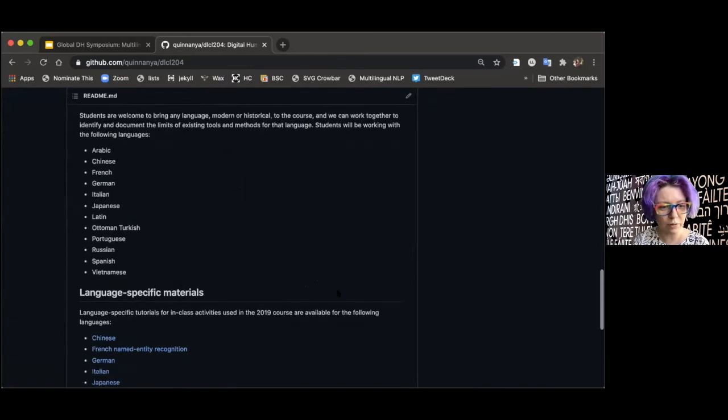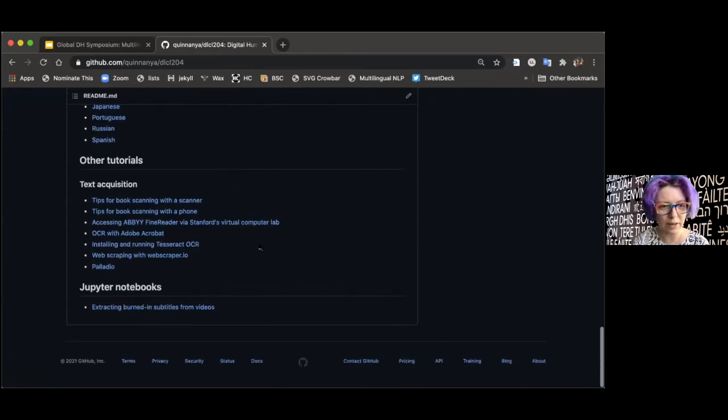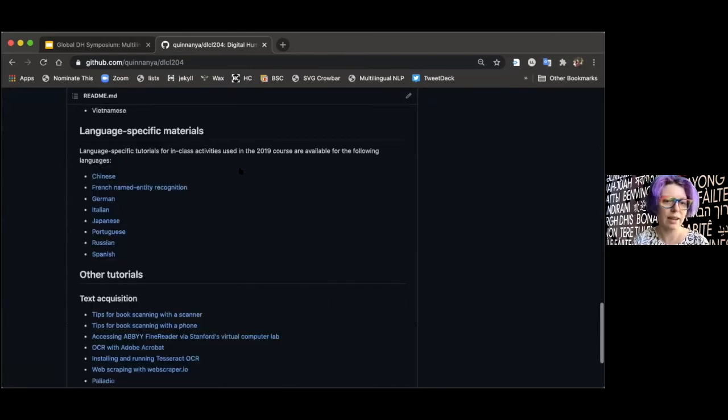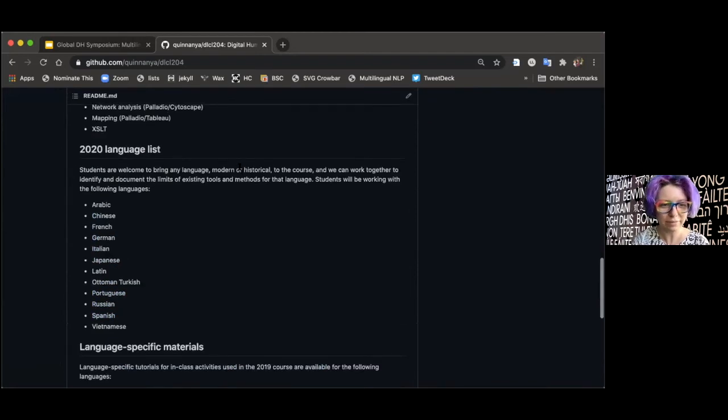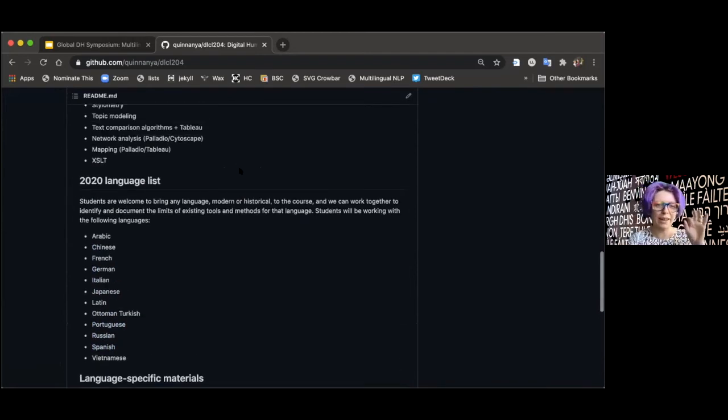There were a few other things. There's a little bit of a guide here. I also had a sort of Twine choose-your-own-adventure tutorial for text digitization that I hope to build out for some of the other paths following that.